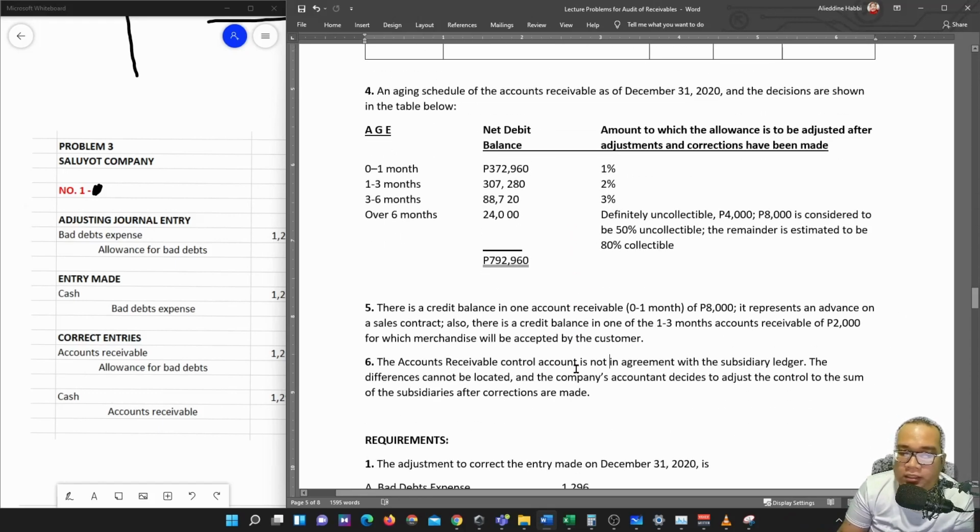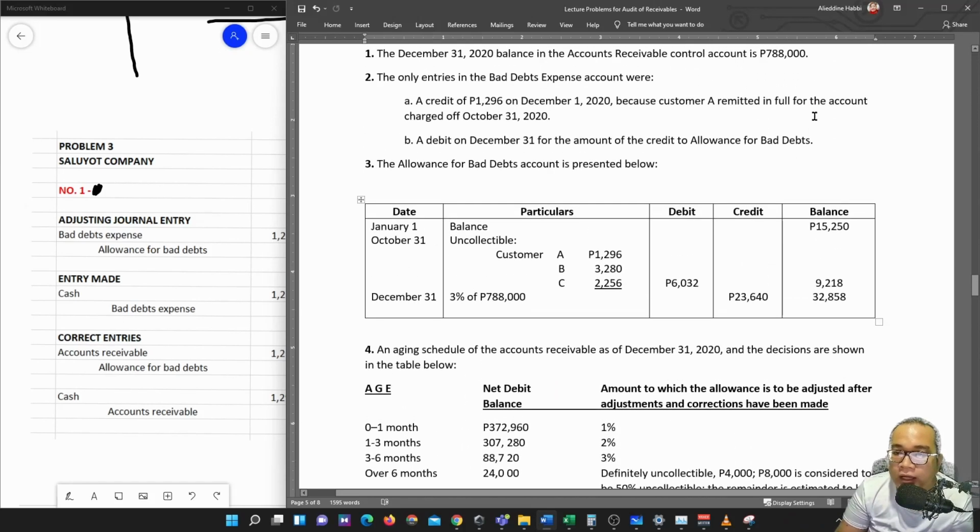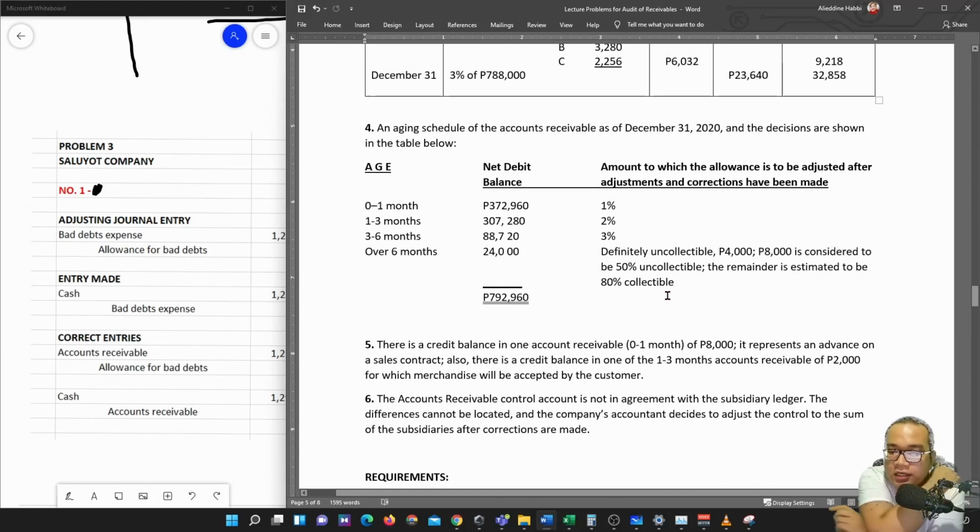Ngayon, kapag may difference, meron pa ring difference na hindi mahanap, cannot be located, ifa-follow na lang ni accounts receivable control account si subsidiary kasi mas proper naman si subsidiary kasi dyan naka-record yung mga nangyari tagang transactions, di ba? Control account yung isa. So, sa later parts pa yan.